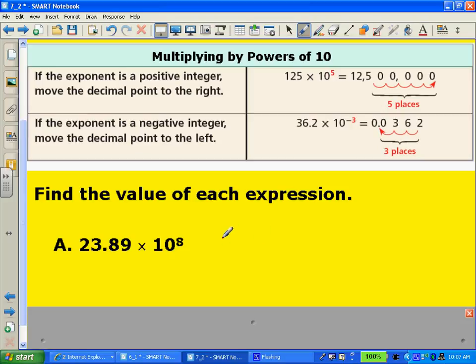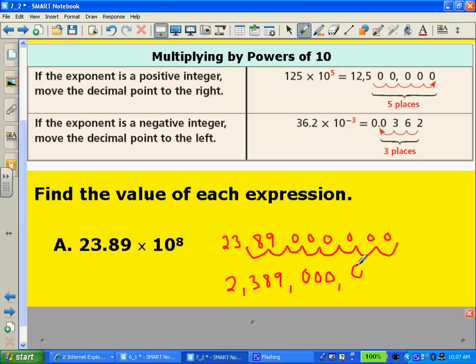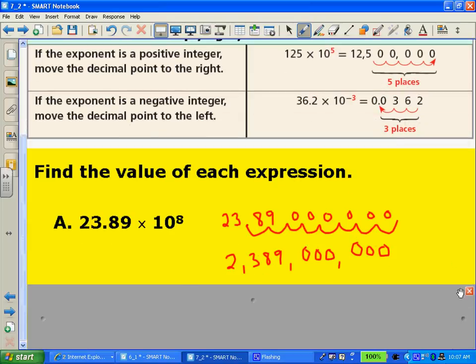So this one is a positive exponent, so I know that I'm going to be moving to the right, and I'm going to move 8 spots. 1, 2, 3, 4, 5, 6, 7, 8. I'm going to fill those in with zeros. So then I get this number.